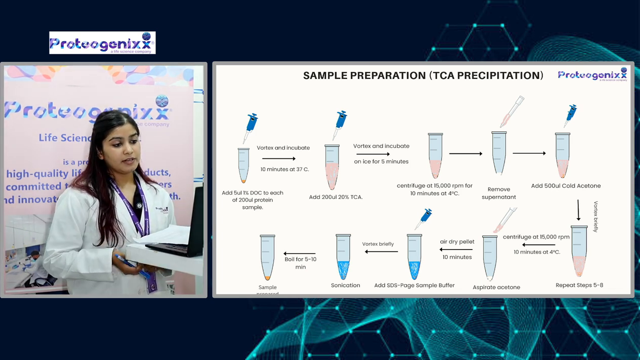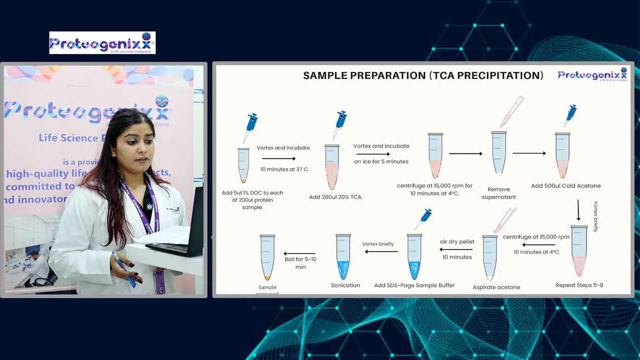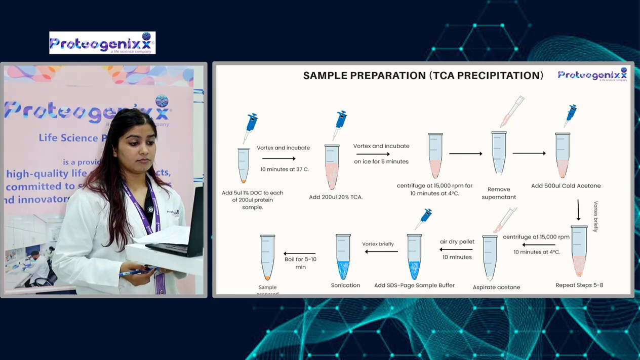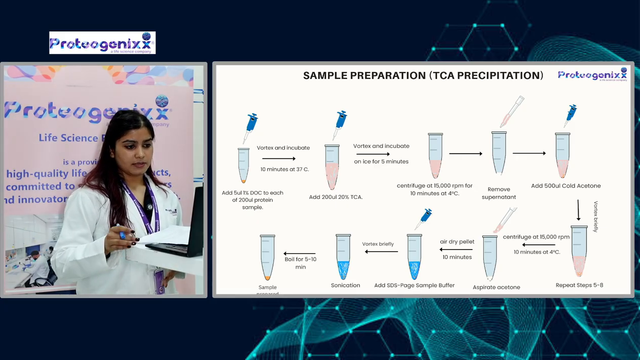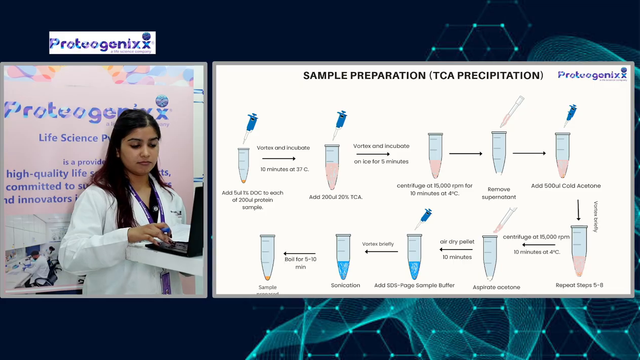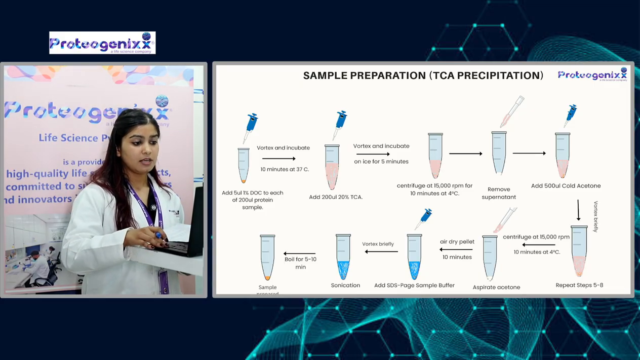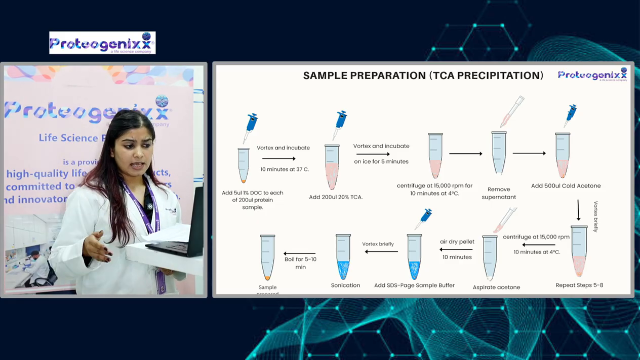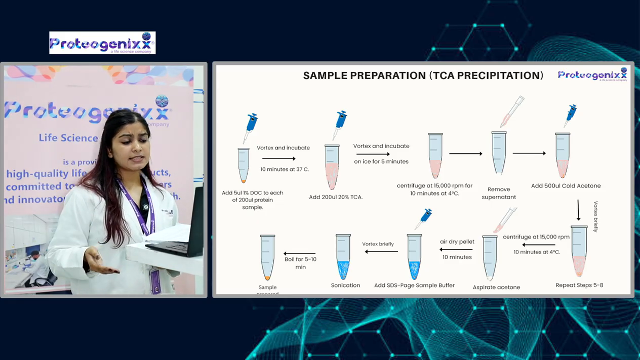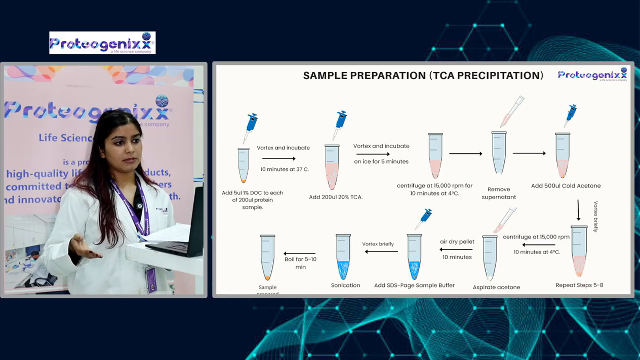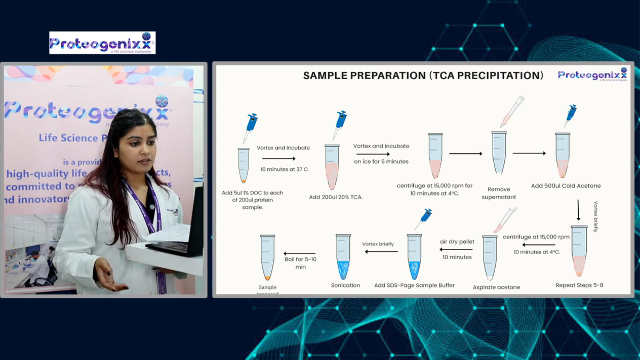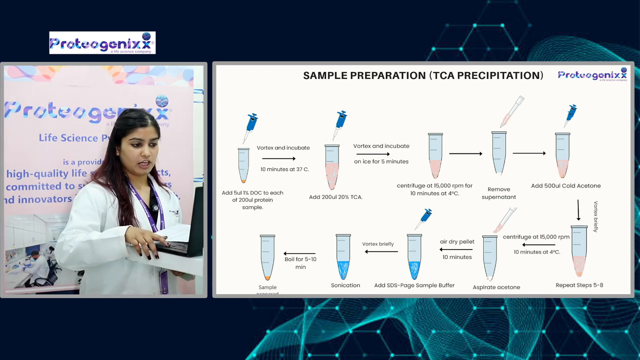Then we remove the supernatant very carefully and add 500 microliters of cold acetone. This will help remove the residual contaminants. Then again, we repeat the centrifugation steps. After that, we dry the pellet and add the SDS-PAGE sample buffer. Your SDS sample buffer will be made as you make it in conventional SDS-PAGE. After that, we boil the sample or do sonication.